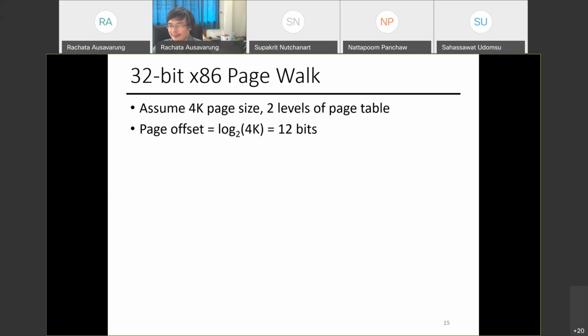Log2 of 4K, right? Because that's the size that I have. I have 4 kilobytes. I need to be able to access each individual byte, which means that I need 12 bits. I need 12 bits for the page offset. The same calculation as when you do caching. And because I have 2 levels, if I use 12 bits already, how many bits do I have left?